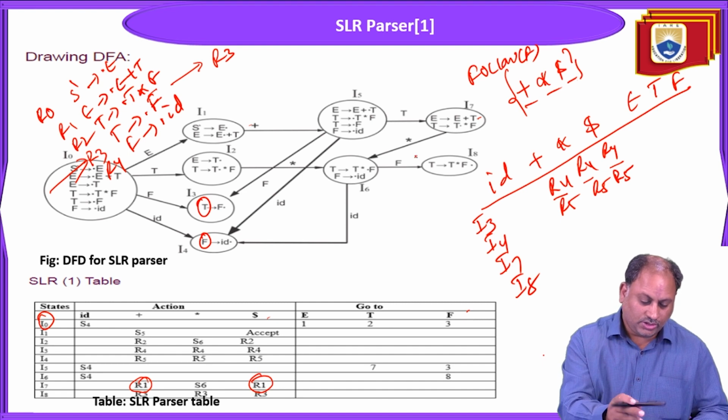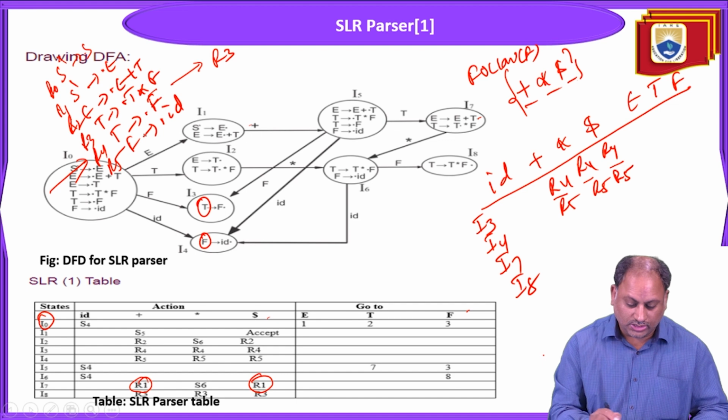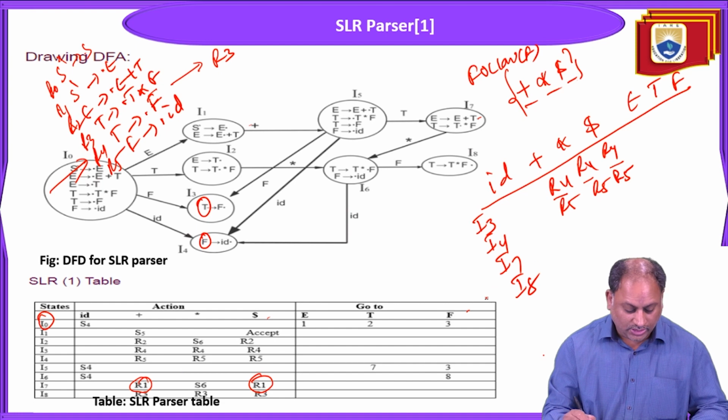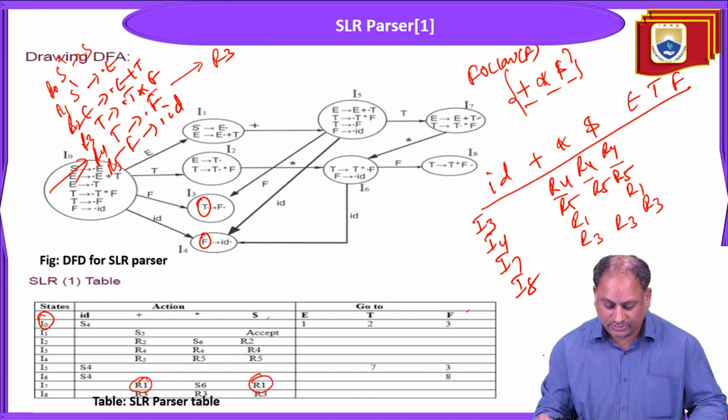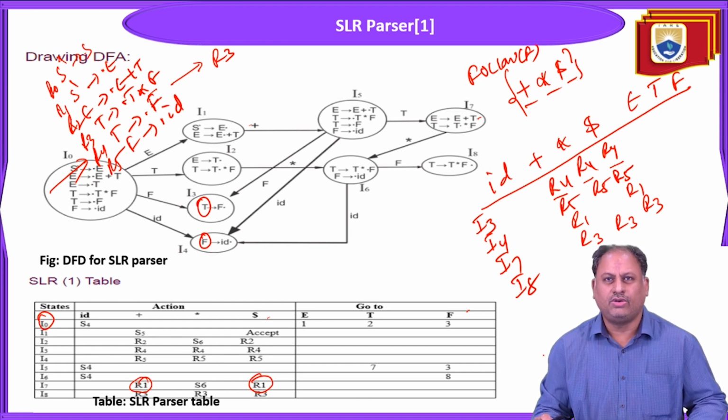Why? Because here we have to include one more augmented production, S dash derives S. So in this case we will get the rules as R0, R1, R2, R3, R4, R5. So that's why you get the production rule T star F as R3. So I8 will get R3 for plus, dollar and star, whereas I7 will get R1. Only the entries are to be marked with the corresponding follow computations.